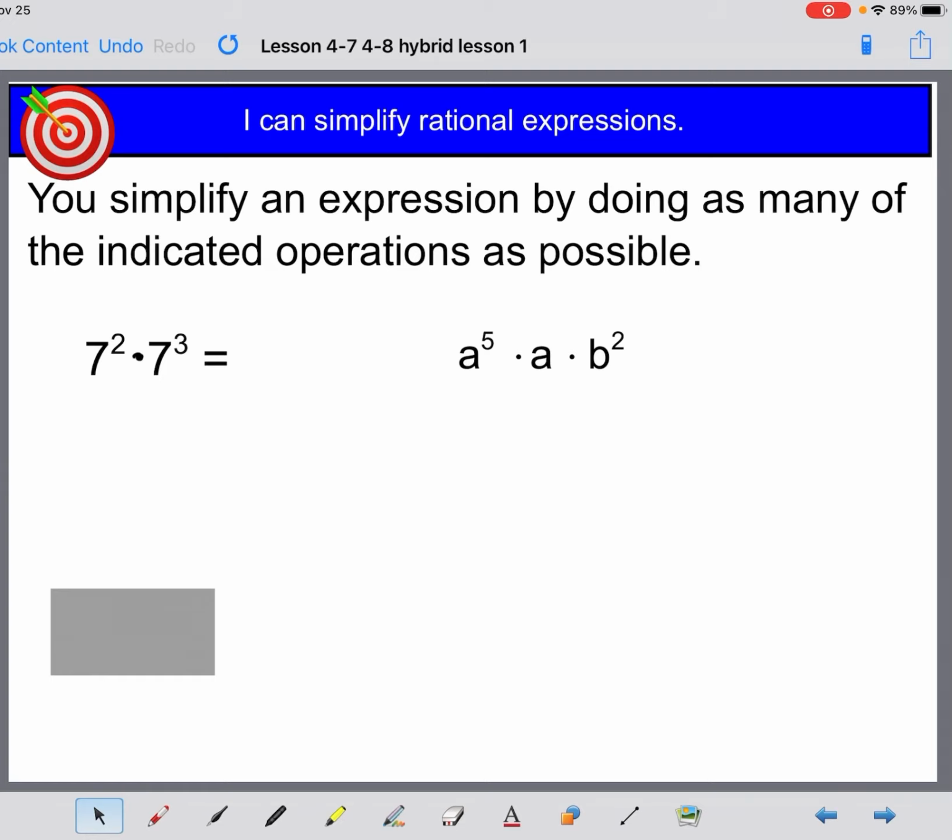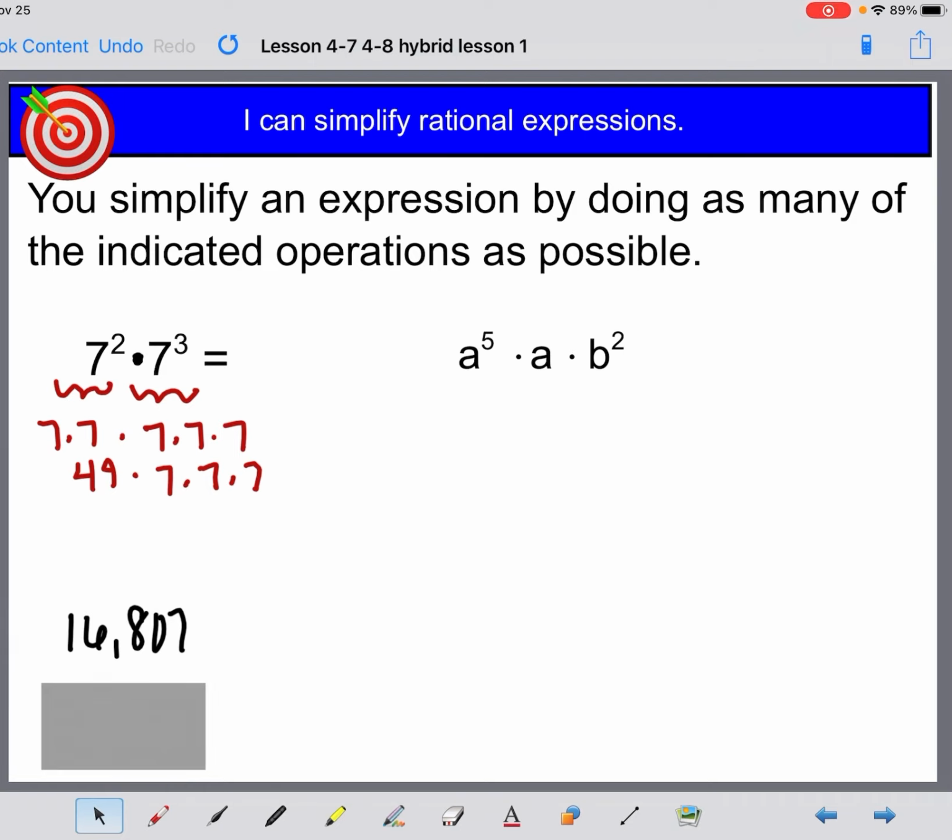In the first one, I am being asked to take 7 to the second power times 7 to the third power. 7 to the second power is the same as 7 times 7. 7 to the third power is the same as 7 times 7 times 7. So when I multiply this all together, 7 times 7 is 49, times another 7, times 7, times 7, and you do several side problems before you get the answer of 16,807. I know you can multiply that all out.